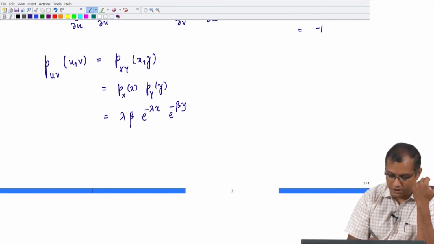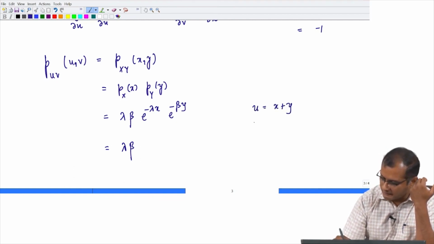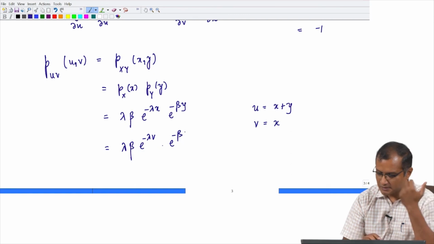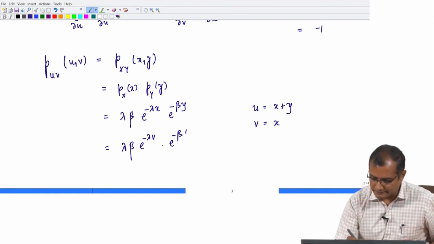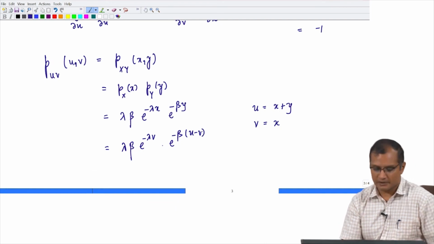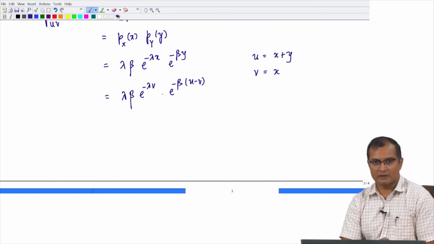Okay. And let us substitute for x and y. Recall that our random variable u was x plus y, and we had taken the new variable v as just x. So, I am going to write this as e raised to minus lambda v, because x is equal to v, into e raised to minus beta, and I will write y as u minus v, because x is equal to v. Now, this is the joint PDF of u comma v.